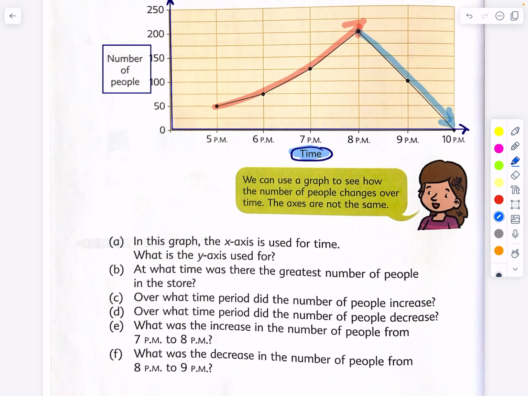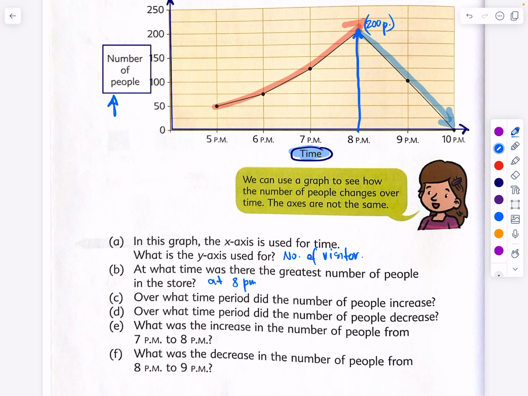What is on the y-axis? We have the number of visitors. That's what the label tells us right here, the number of visitors. At what time was there the greatest number of people? That's very easy. At 8 p.m. We can see how the number peaked. We take 8 p.m., we go all the way up, and we notice that there were 200 people at 8 p.m.